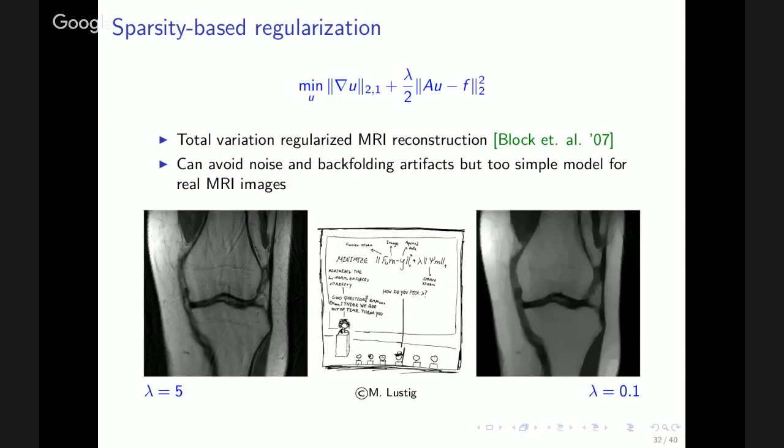And there's also always the next question from the audience. How do you pick lambda? Yes, good question, but I think we're out of time. And also, in our approach of learning the regularizer, of course, we also learn the lambda of the data term.